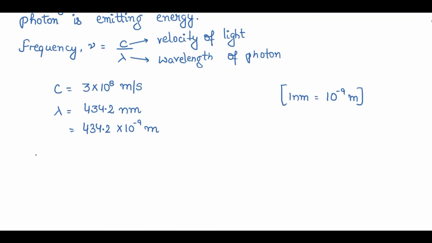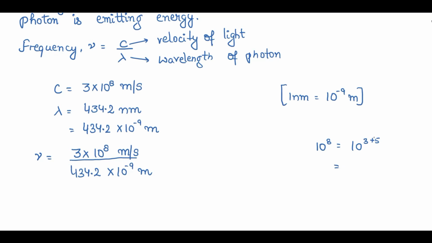So now let's put the values. Nu equal to c, 3 into 10 raised to power 8 meter per second divided by lambda 434.2 into 10 raised to power minus 9 meter, right? So if you'll see, this 3 is less than 434.2. Okay, so I have to convert this 3 into higher value so that I can divide this value with this 434.2 easily, right? So if I'll write 10 raised to power 8 as 10 raised to power 3 plus 5, definitely 3 plus 5 equal to 8, right?